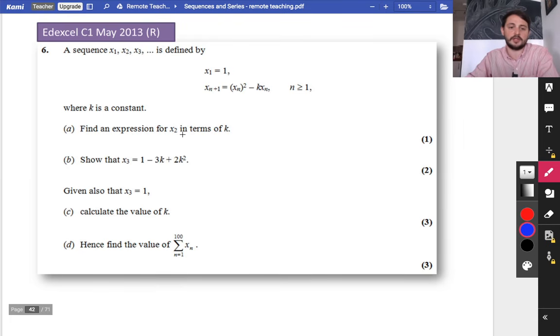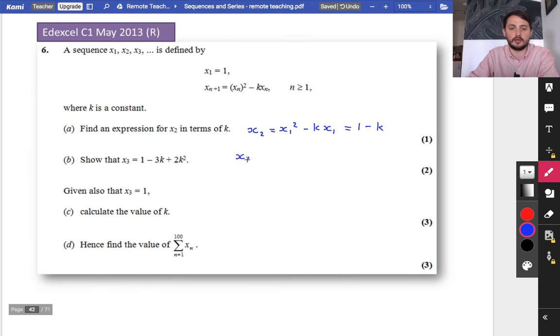So find an expression for x2 in terms of k. Well, if you're trying to say what x2 is, it's clearly going to be equal to x1 squared minus kx1. But we know that x1 is 1, so it's just going to be 1 squared, which is 1 minus k. Show that x3 is equal to this.